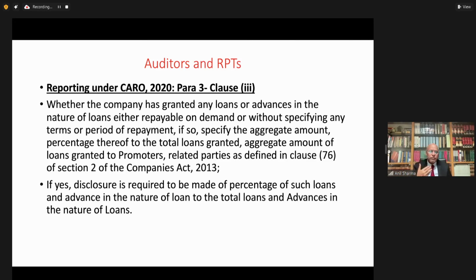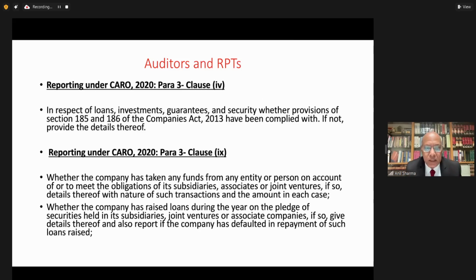And if the auditor provides this information, any stakeholder would be in a position to understand that company: from where funds have come, where the funds have been utilized, and what the shortcomings are. So these are very relevant information relating to related party transactions, which would be available to the stakeholders. Another reporting requirement is with regard to clause 4 of para 3. It says that in respect of loans, investments, guarantees and securities, whether provisions of sections 185 and 186 of the Companies Act have been complied with; if not, provide the details thereof.